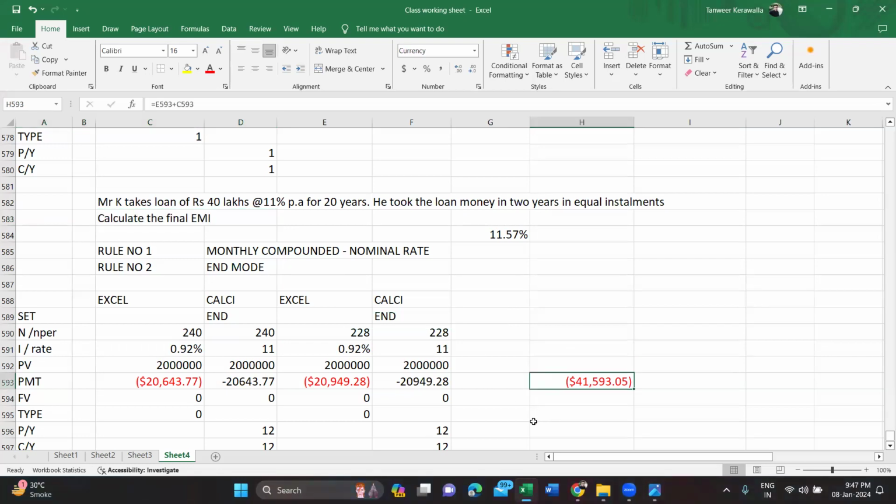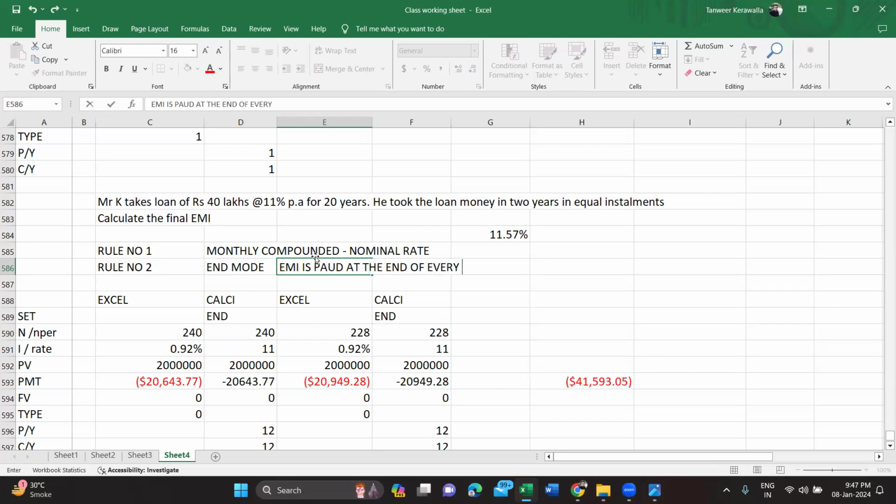41,593. We assume that he took the loan money at the beginning of the first year, 20 lakhs, and at the beginning of the second year, 20 lakhs, right? But EMI is always on end mode. EMI you pay at the end of every month. End mode means EMI is paid at the end of every month. And that's by logic, because if today you take a loan, they won't tell you to pay EMI upfront, right? They will tell you to pay the first EMI after 1 month, right?